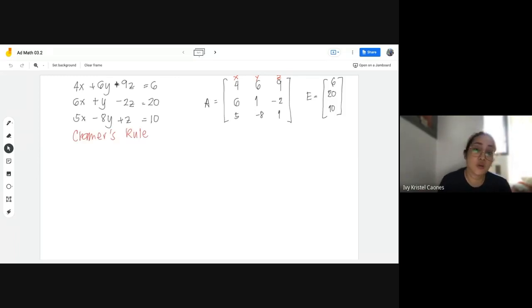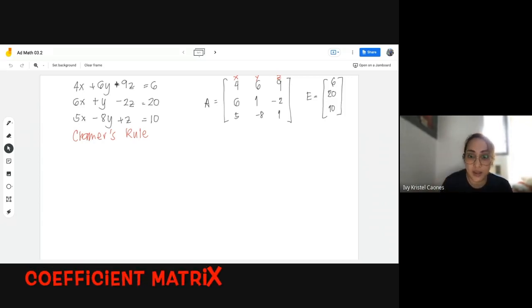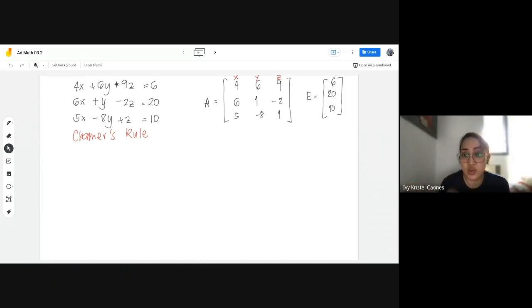So all the coefficients should be in the correct column. Cramer's rule is we just need to have the determinants of the main matrix, and after getting the determinants of the main matrix, you will change the column of that unknown variable by the column matrix. So let's say we have to find the determinants of matrix A. So what is the determinants of matrix A?